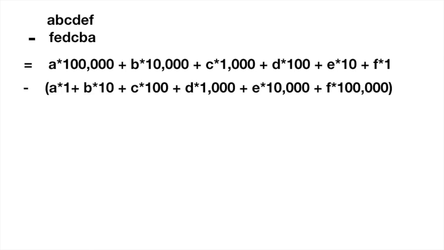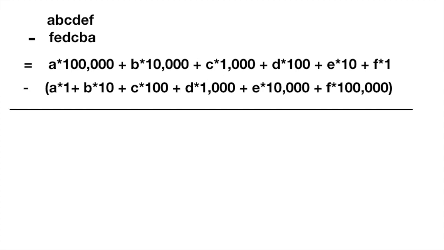The number fedcba has the value f times 10 to the power of 5, plus e times 10 to the power of 4, plus d times 10 to the power of 3, and so on. So when you minus the value of abcdef by the value of fedcba, you are doing this subtraction. We will go through this term by term.